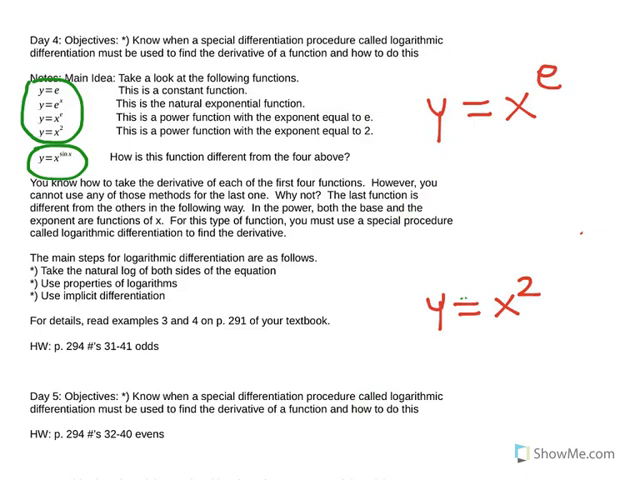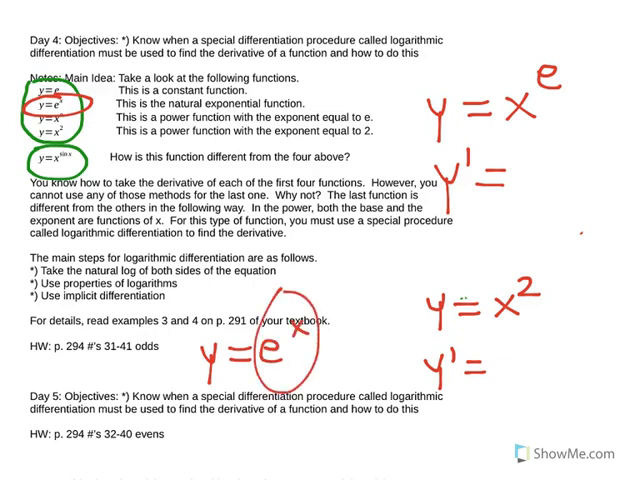And before we find the derivative of each function, let's quickly distinguish the difference between a power function and an exponential function. In an exponential function such as y is equal to e to the x, you have a power. The base is a constant, but the exponent is a variable. In a power function, you have a power. The base is a variable, but the exponent is a constant.